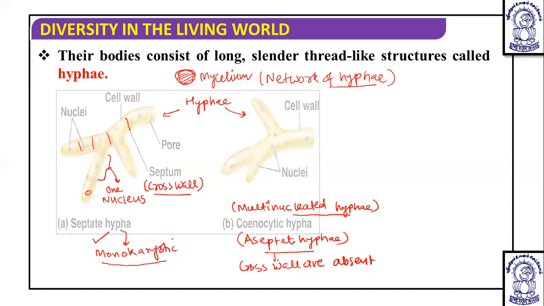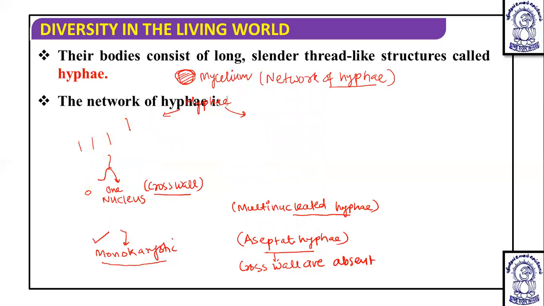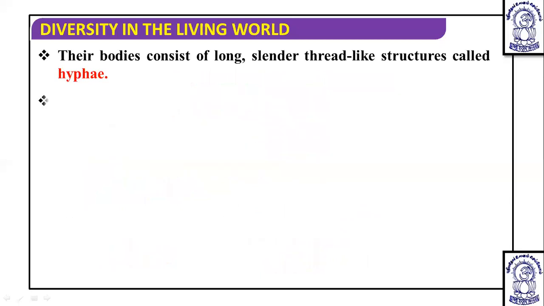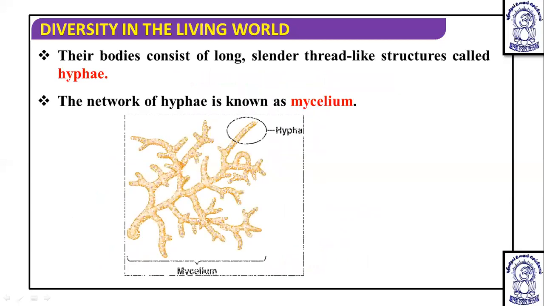Okay, I hope you have understood this. I will remove this, then we will discuss the further part. Now after this, you will know that the network of hyphae is known as mycelium, which we have studied, and in this, hyphae can be septate or aseptate. If it is septate, then it is monokaryotic, and if it is aseptate, then it will be multinucleated, and multinucleated hyphae are coenocytic, as we have discussed.